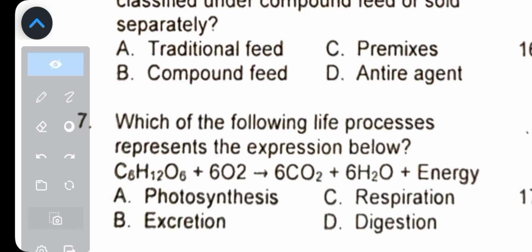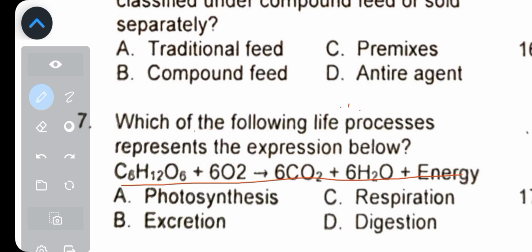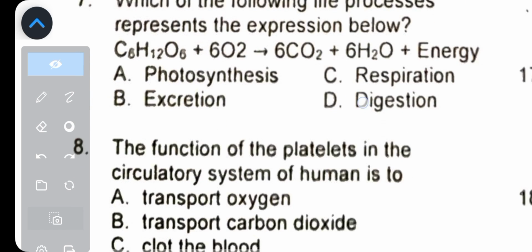Question 7. Which of the following life processes represents the expression below? So, looking at the expression that you have over here. A is photosynthesis, B, excretion, C, respiration, D, digestion. The answer to question 7 is C, respiration. During respiration, you break down glucose with oxygen to produce carbon dioxide and then water. So move on to question 8.